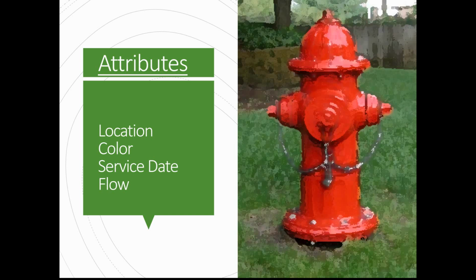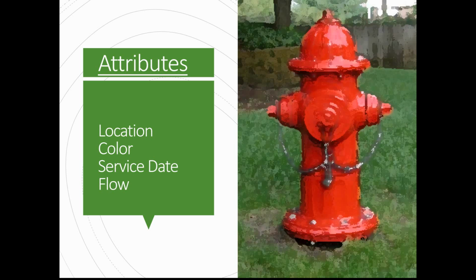Let's look at an example. Let's say we have a spatial data model that stores the location of fire hydrants. For each fire hydrant to represent the object, we would store the position. In addition to the positional information, we will also store attributes that will describe those fire hydrants. In this example, we are storing color, service date, and flow as 3 attributes that describe what this particular fire hydrant at this particular position on Earth is.